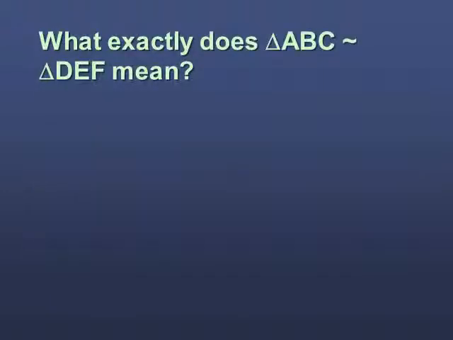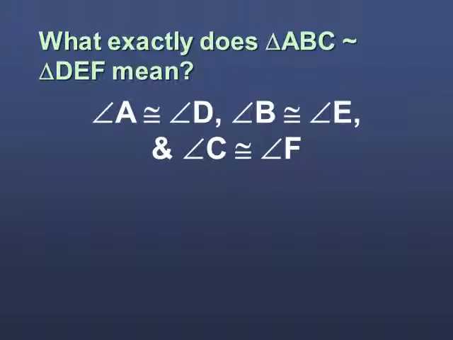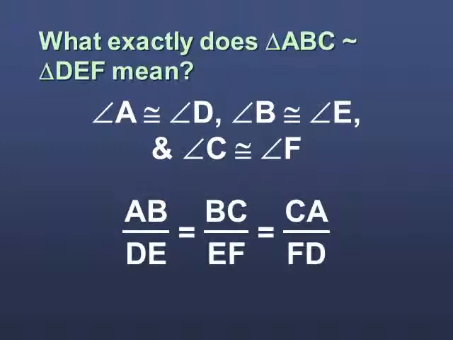So what exactly does triangle ABC similar to triangle DEF mean? Well, it means that angle A is congruent to angle D, angle B is congruent to angle E, and angle C is congruent to angle F. And the order of those angles, how they're listed, matters a lot. It also means that side AB is proportional to side DE, which is also equal to BC is to EF, CA is to FD. So these are proportions that we can set up and solve for sides we don't know.